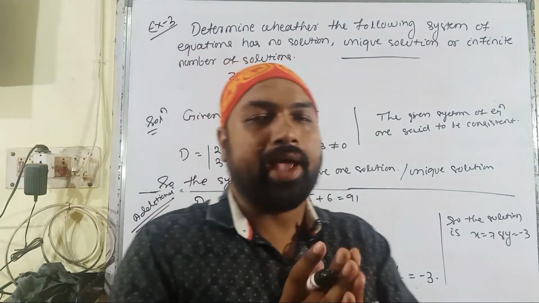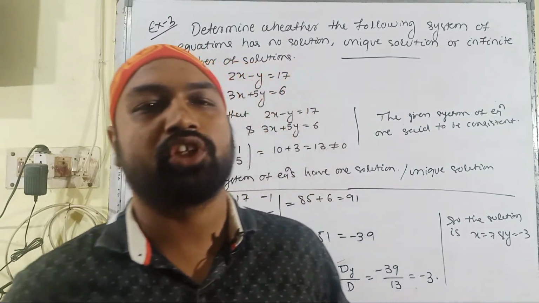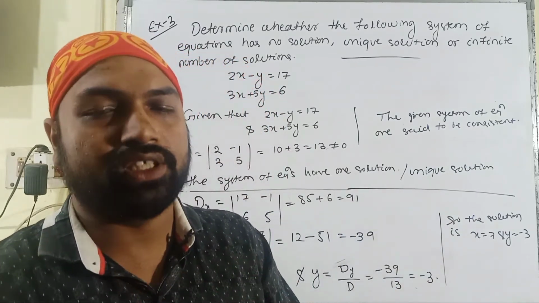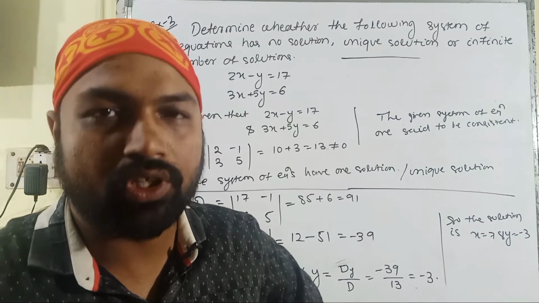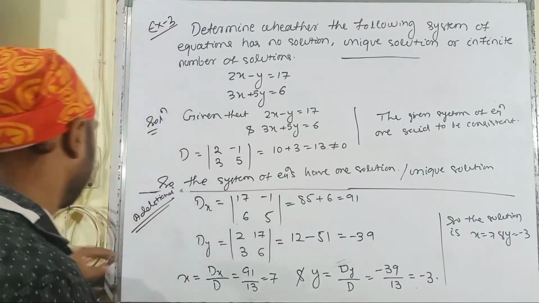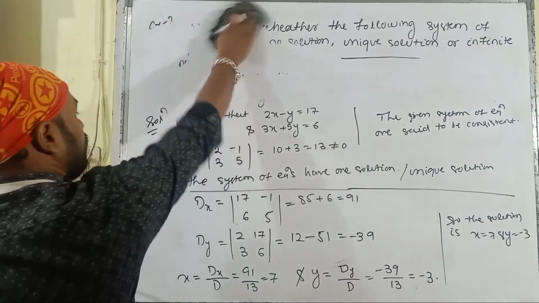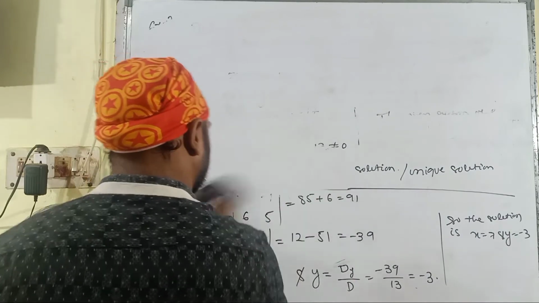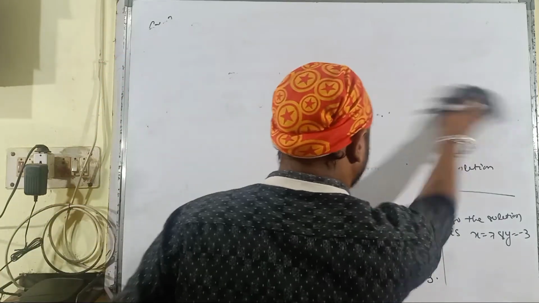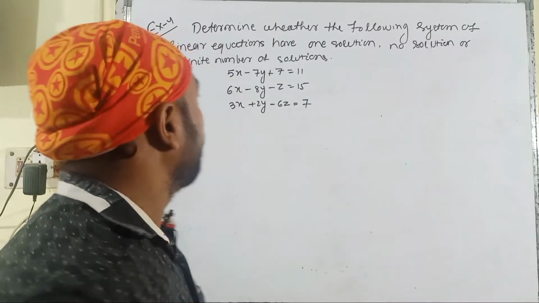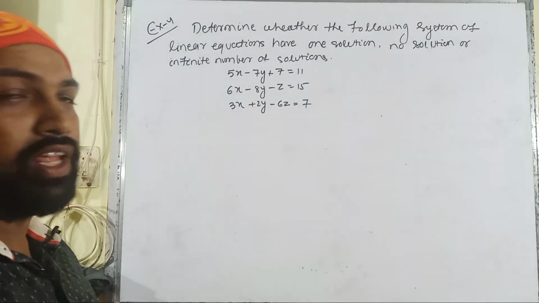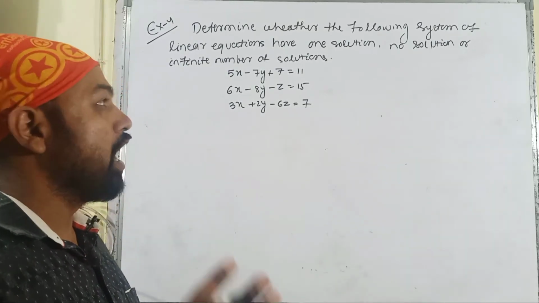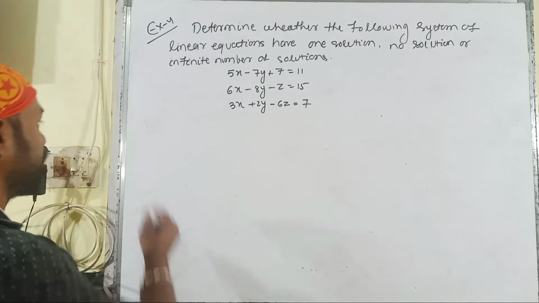Now let us go through the example based upon the three simultaneous linear equations having three unknowns, and we have to determine whether the given system of linear equations are consistent or inconsistent, and what is the number of solutions of the given system of linear equations. Now let us go through the problem number 4. Here we have given three linear equations having three unknowns, and here also we have to determine whether the following system of linear equations has one solution, no solution, or infinite number of solutions.